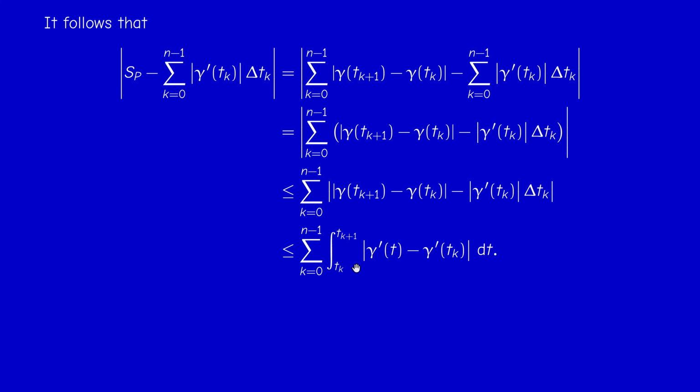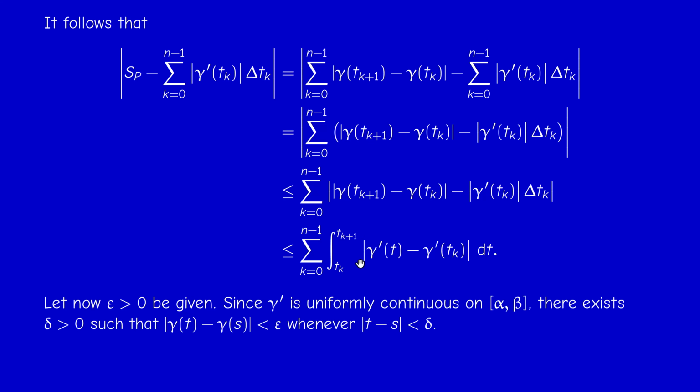Now, of course, we are going to show that this quantity can be made arbitrarily small. And this is a consequence of the uniform continuity of gamma prime, because gamma prime is assumed to be continuous, so it's uniformly continuous on any closed interval alpha beta. So if epsilon is given, since gamma prime is uniformly continuous on alpha beta, I can find a positive number delta such that gamma t minus gamma s in modulus is less than epsilon whenever the difference between the arguments is less than delta. Okay, so note that here continuity alone is not enough. We need uniform continuity.